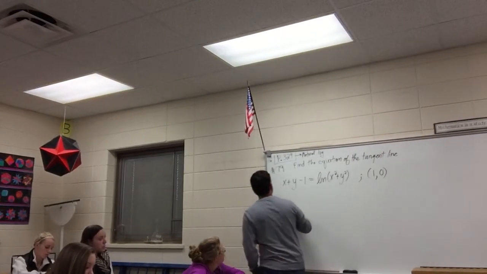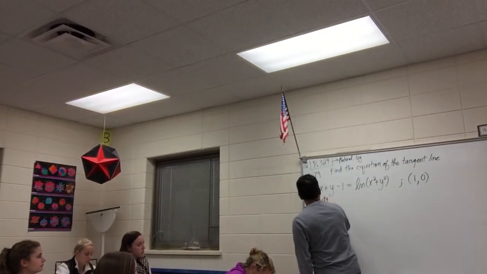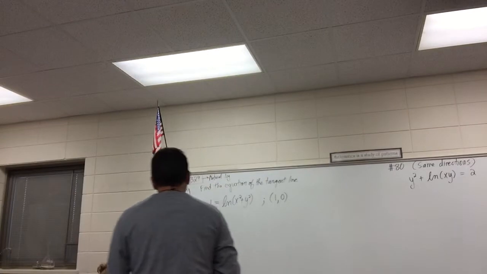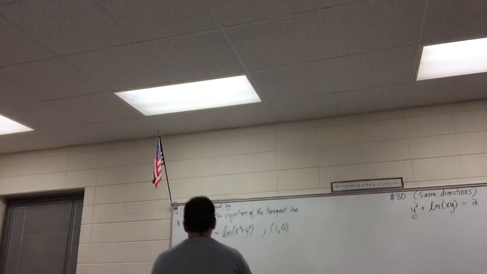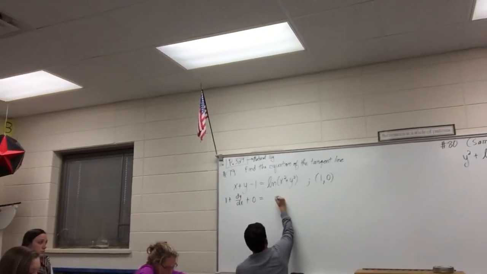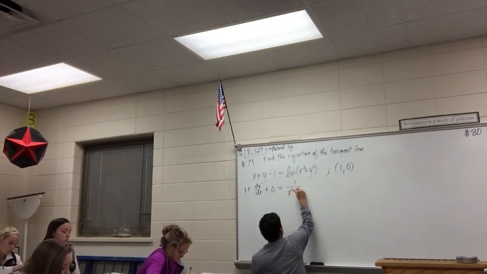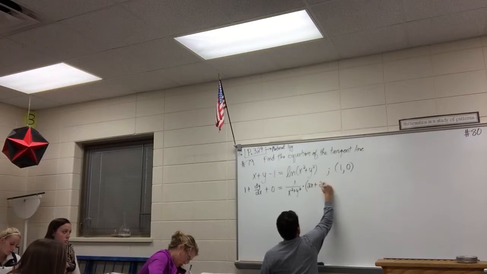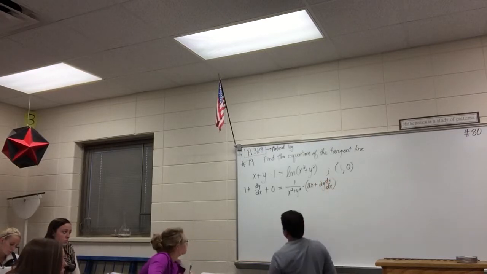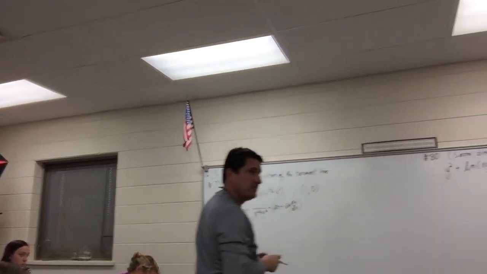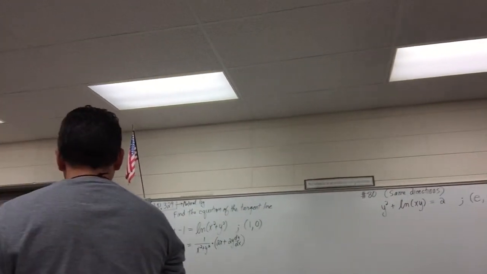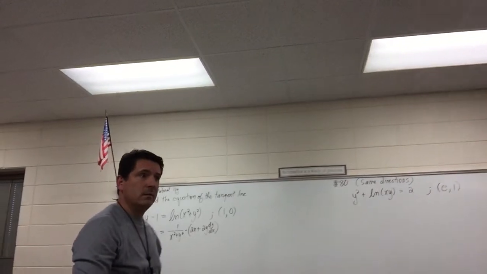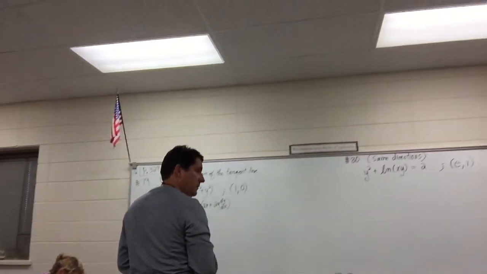So here we go. From the top. 1 plus dy dx plus 0 equals. Then the derivative of the natural log of x squared plus y squared, 1 over x squared plus y squared, multiplied by 2x plus 2y dy dx. It's implicit differentiation combined with the natural log. Each one of those things we got to use whenever.